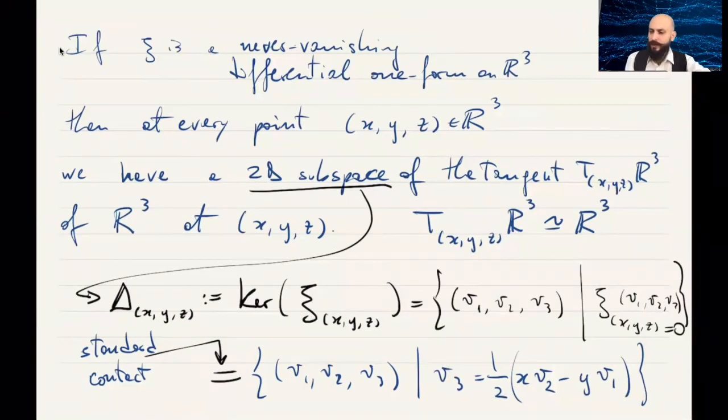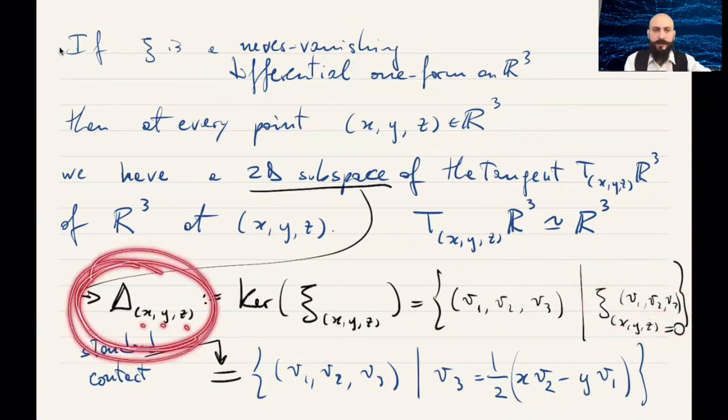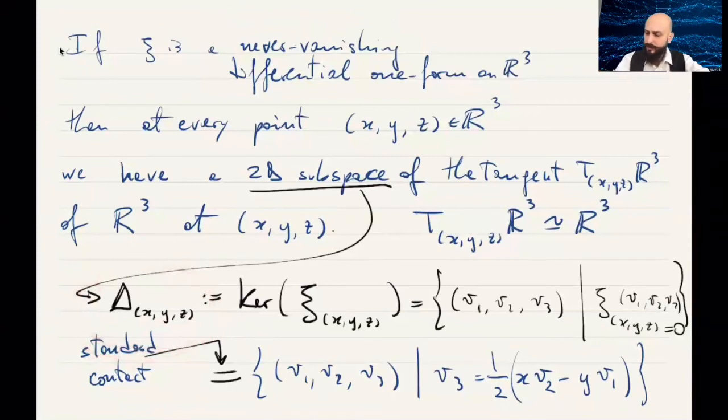So first of all, if we have a form that never vanishes, then not all vectors are sent to 0, right? And since this is a linear map, the kernel is at least two-dimensional. So for any X, Y, Z, this space delta is a two-dimensional subset of the tangent. So we should think that this is an element in the tangent at X, Y, Z of R3.